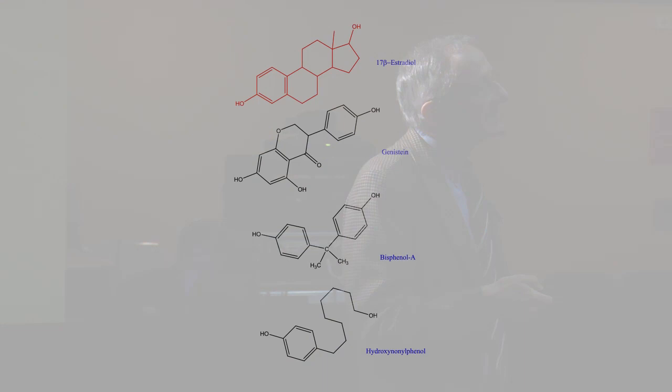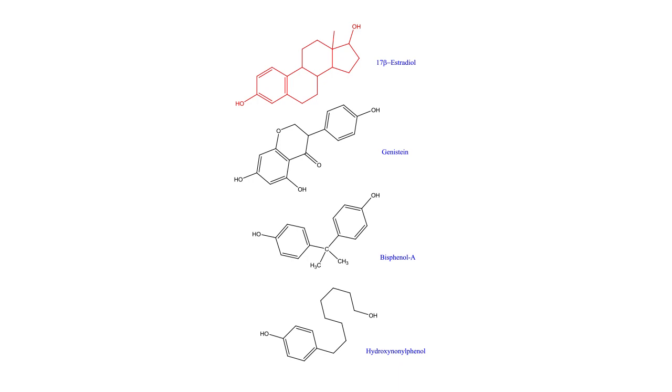Here's 17-beta-estradiol, the main female hormone. And here are the other compounds, genistein from soy and bisphenol A from plastics. And a molecule I'm rather interested in, which is called hydroxynonylphenol, and I'll talk about that more. There are many more molecules like this, but I'm not going to talk about all of them because we would really be here all day.